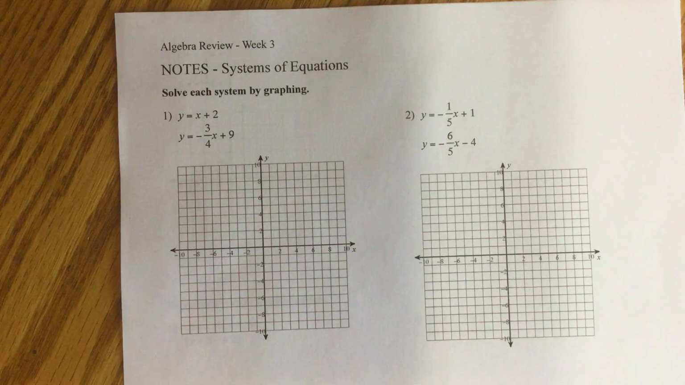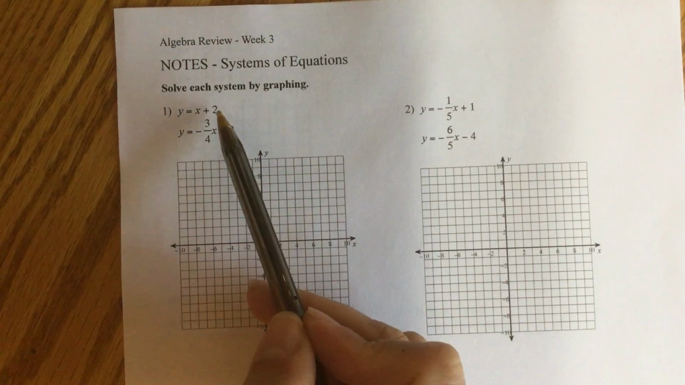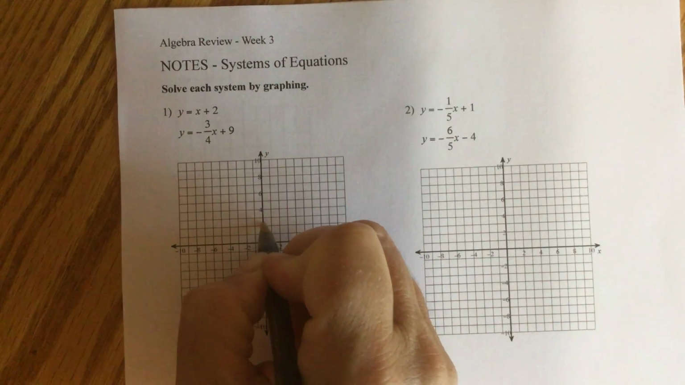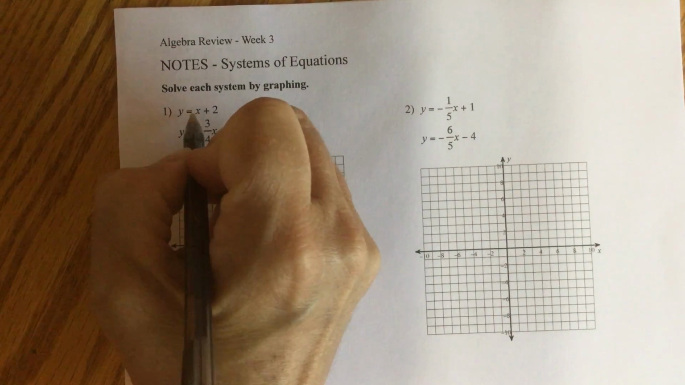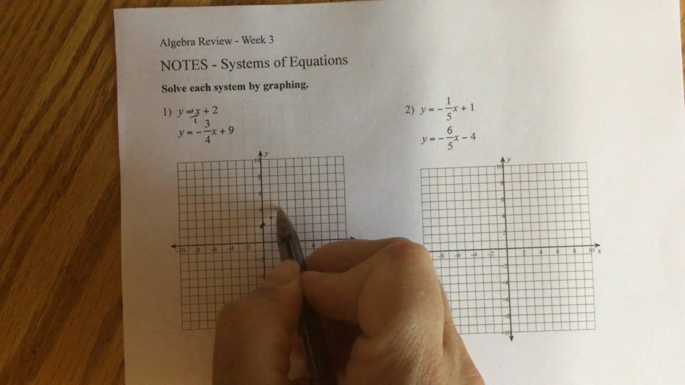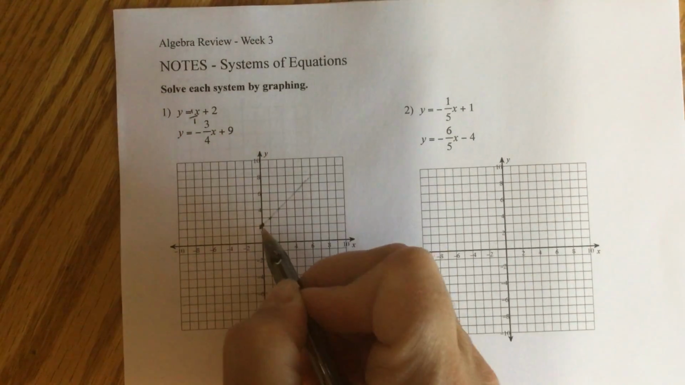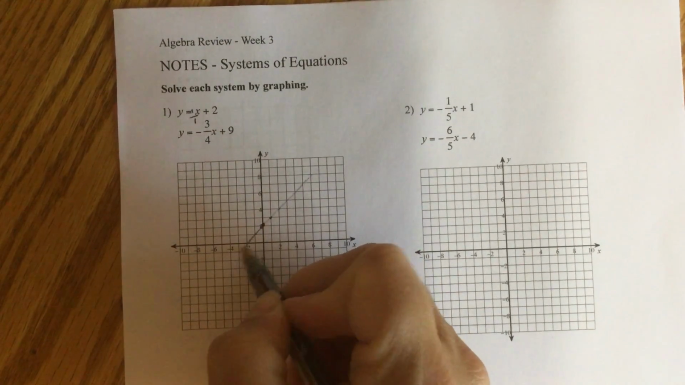So if we take this top equation, y equals x plus 2, and graph it, I'm going to go up to 2 on the y-axis. It has a slope of 1 over 1, so I'm going to go up 1 over 1, and I'm going to graph that line. I'm doing this in pen, but it's a good idea to do it in pencil.